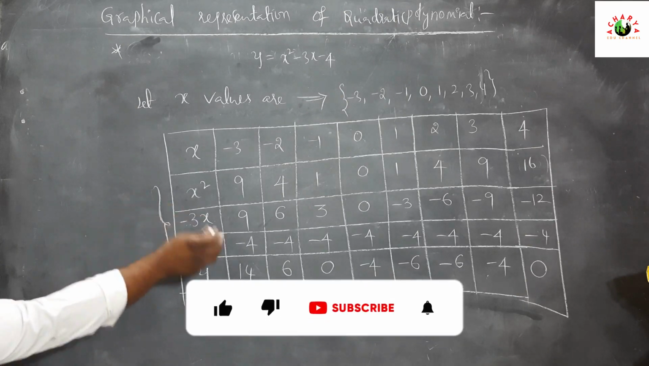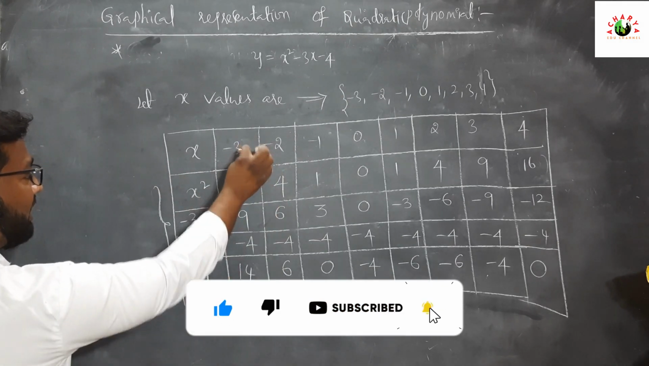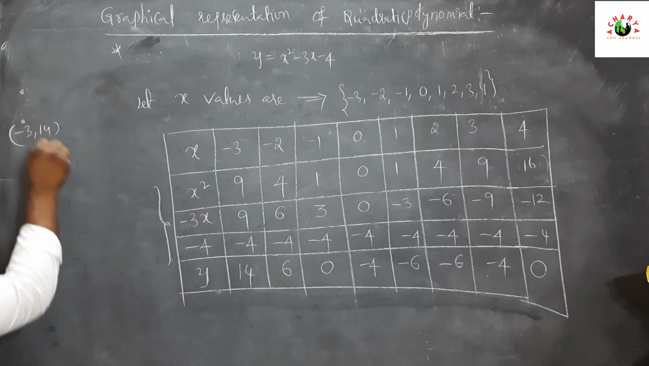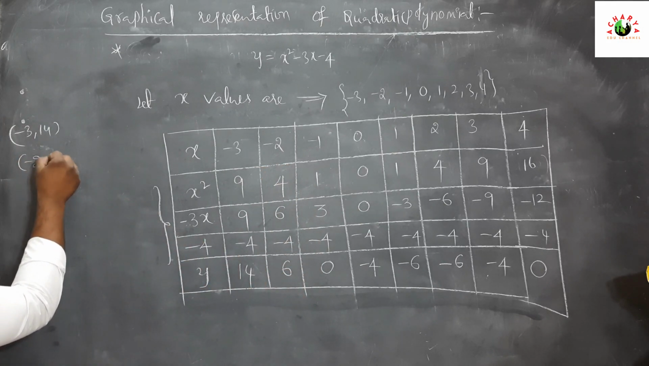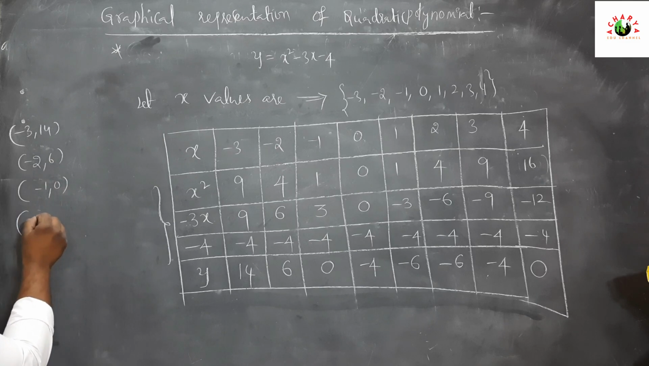First here note down the points side. Here first point is x comma y, minus 3 comma 14. The second point is minus 2 comma 6. The third point is minus 1 comma 0. Fourth point is 0 comma minus 4.